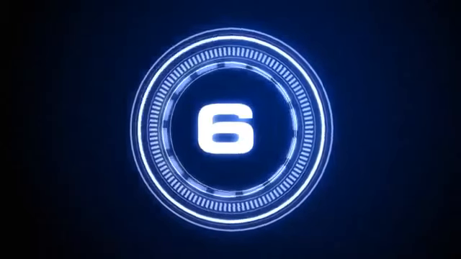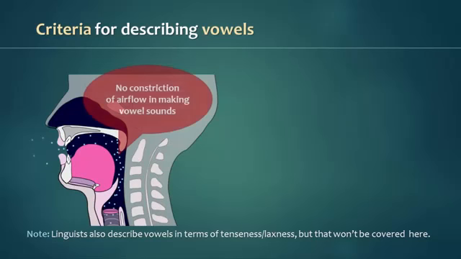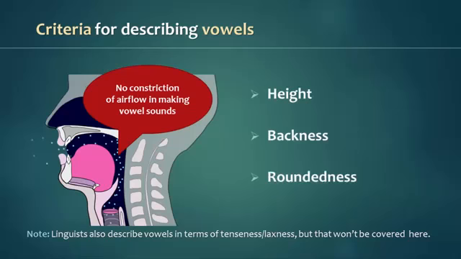There are two types of vowel sounds, monophthongs and diphthongs. Monophthongs involve one vowel quality, and diphthongs involve two vowel qualities. Now, when linguists are describing vowel sounds, we have to rely on a different set of criteria from what we used in describing consonants, because, remember, vowels do not involve a constriction of airflow in the vocal tract, so our tongue doesn't approach an anatomical landmark like they do with consonants. So the three criteria that linguists use when describing vowel sounds are height, backness, and roundedness.